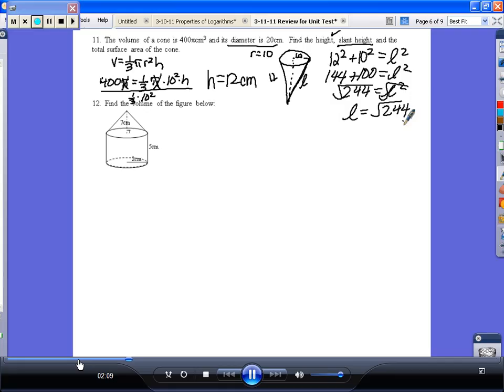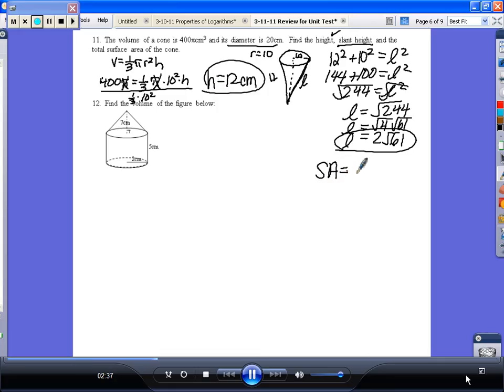Now, you can simplify the square root of 244. Okay, you can divide out a 4 from that, and you get the square root of 4 times the square root of 61. So you would want to write square root of 4 times square root of 61, which is 2 root 61. That's your slant height.